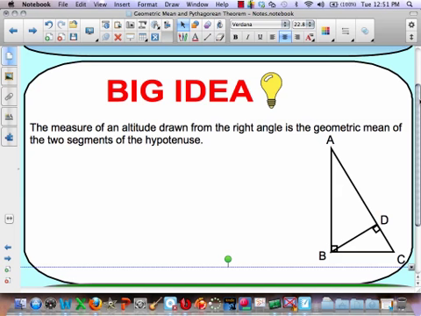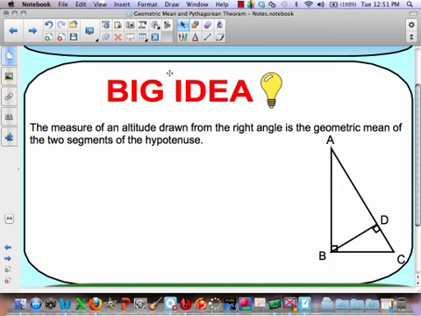What is my altitude? Who can name the altitude? No, not asking what is. I want to know what is the name. Based on that diagram that's given, what is the name of the altitude drawn from the right angle? So BD, all right? So what we're looking for there is BD. So the measure of my altitude, so the measure of BD, equals the geometric mean of.